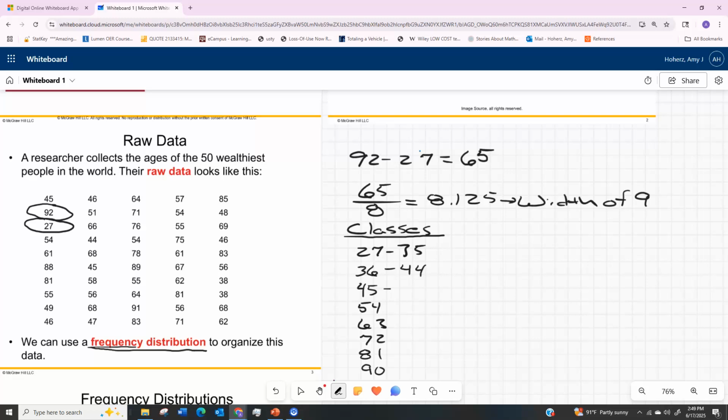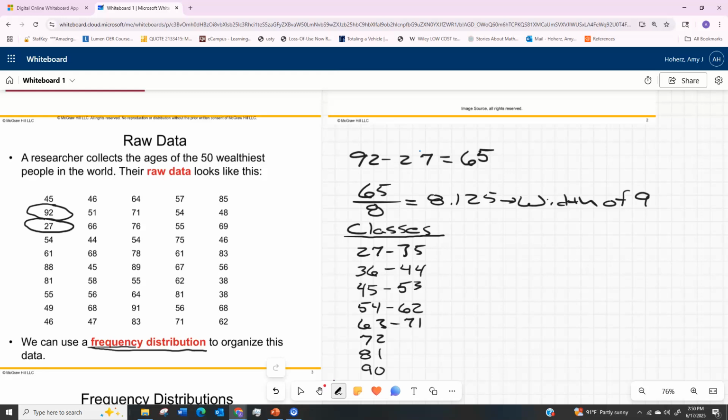Okay, and then I can do the same thing with the lower class bound. And so the lower class, we've got 44, so this one's going to go to 53. And you can kind of check if you're right, because this one should end, and then this one should pick up. So this one ends at 53, this one picks up at 54.